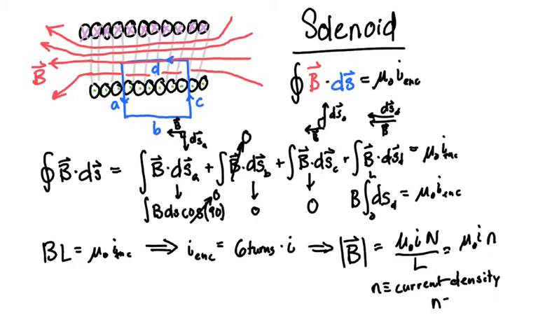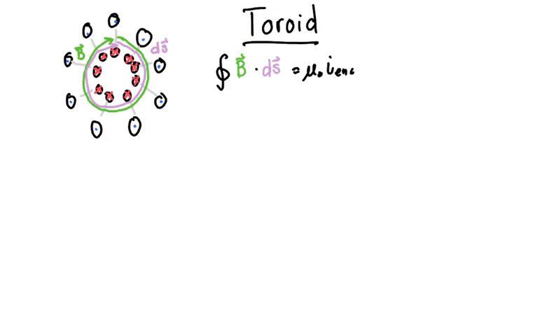Now that's not on your PRC, that's something that you will need to remember. Alright, so that's where this portion or this equation on the PRC comes from. Next up, the toroid. Alright, last up is our toroid.